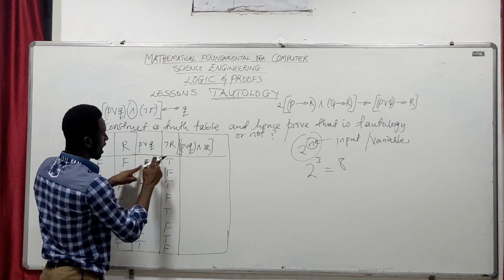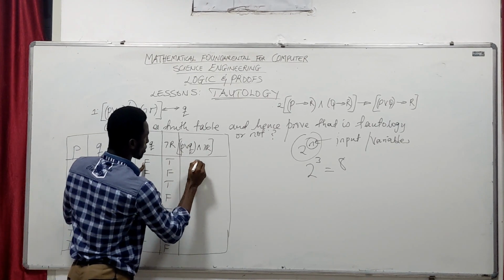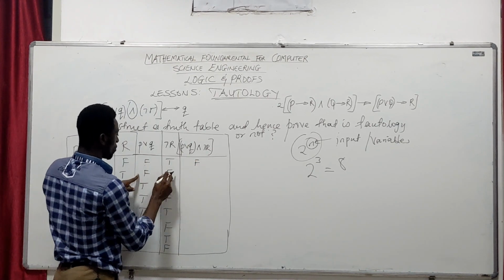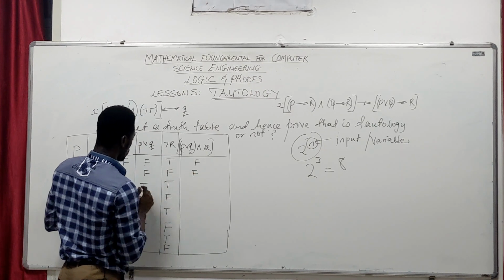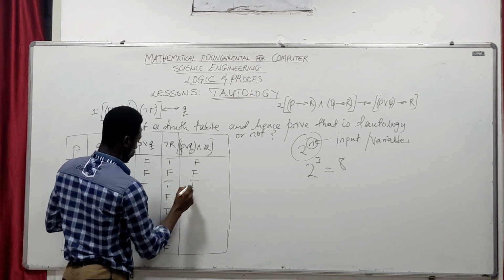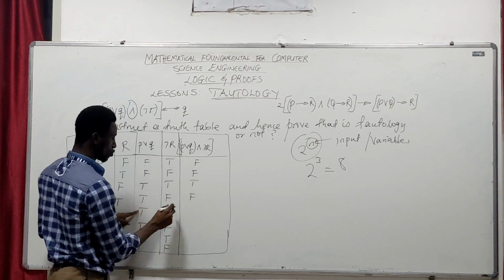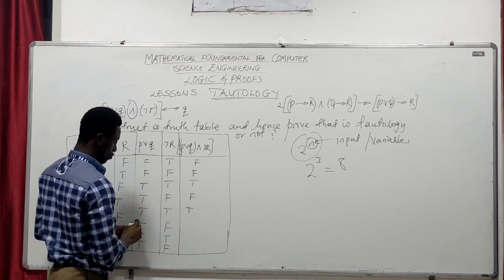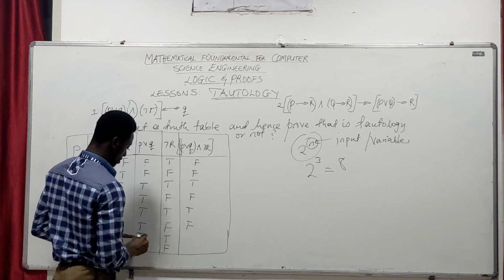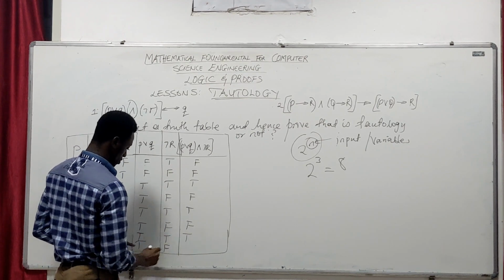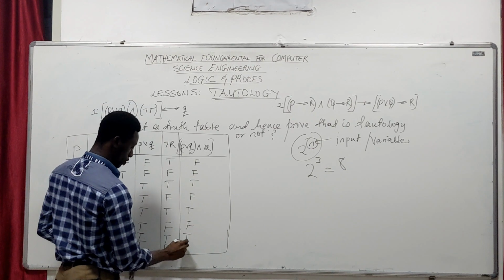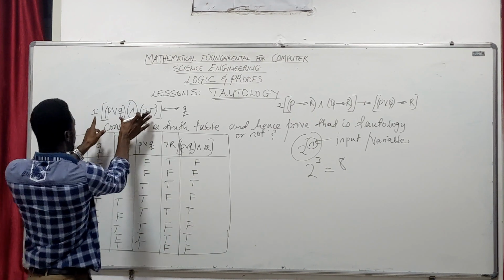We see false and true becomes false. False and false becomes false. True and true becomes true. True and false becomes false. True and true becomes true. True and false becomes false. True and true becomes true. And true and false becomes false. So now we are done with these two.